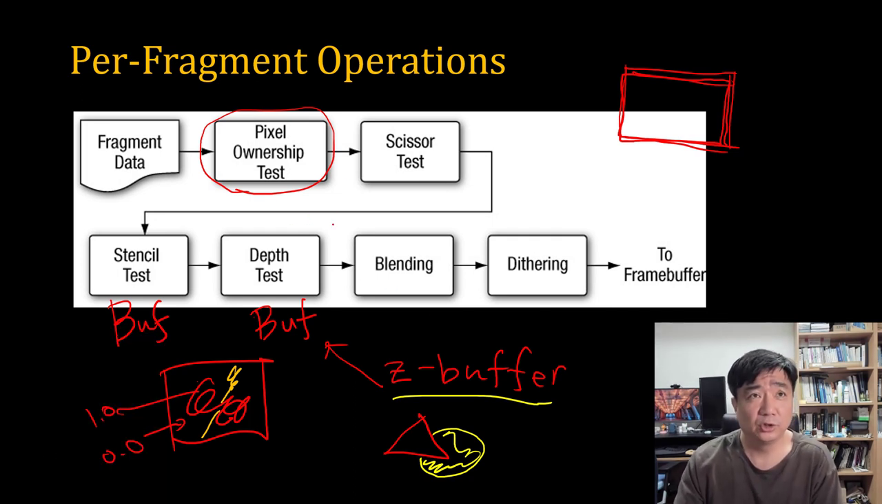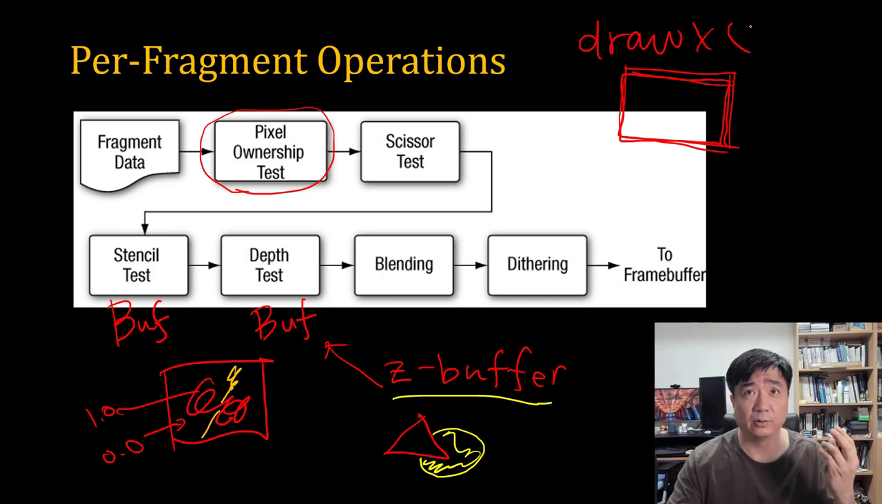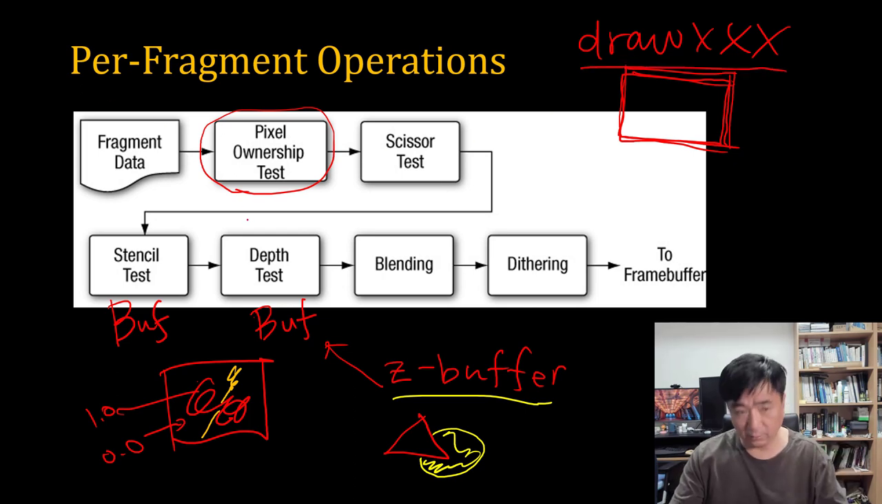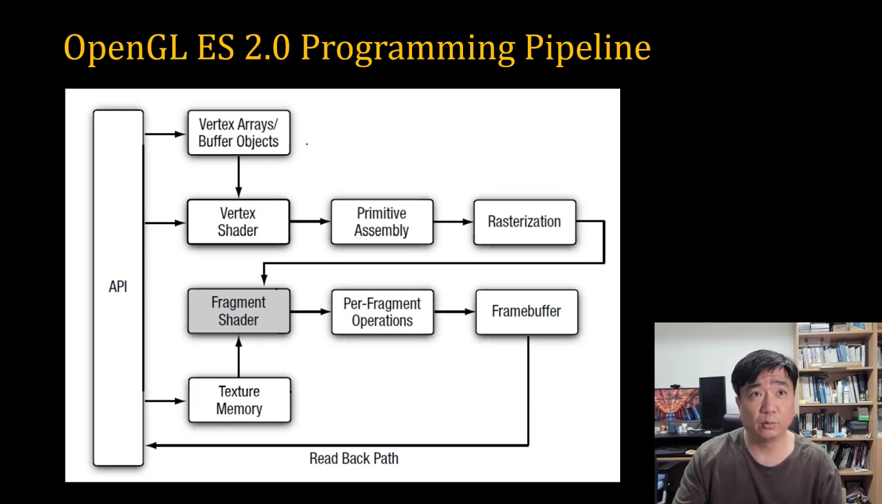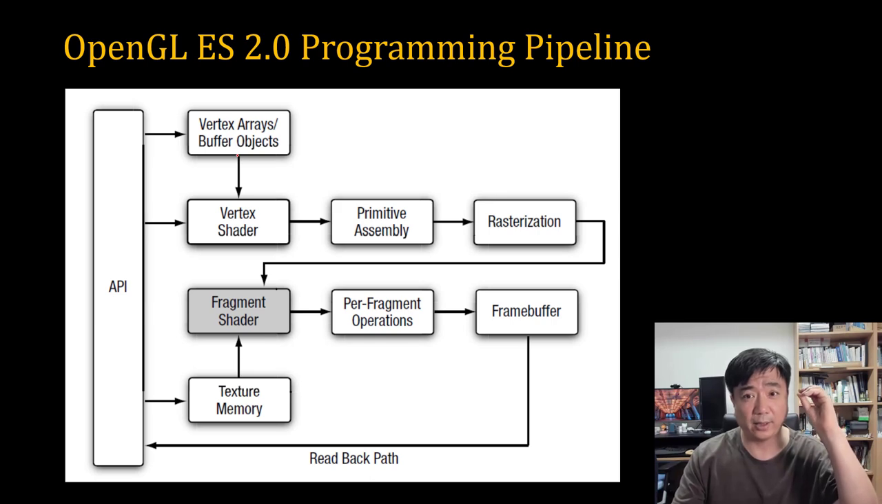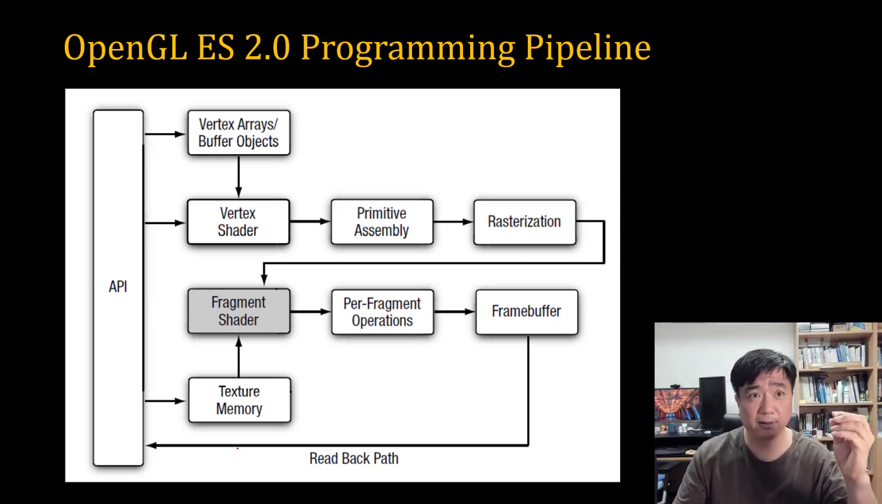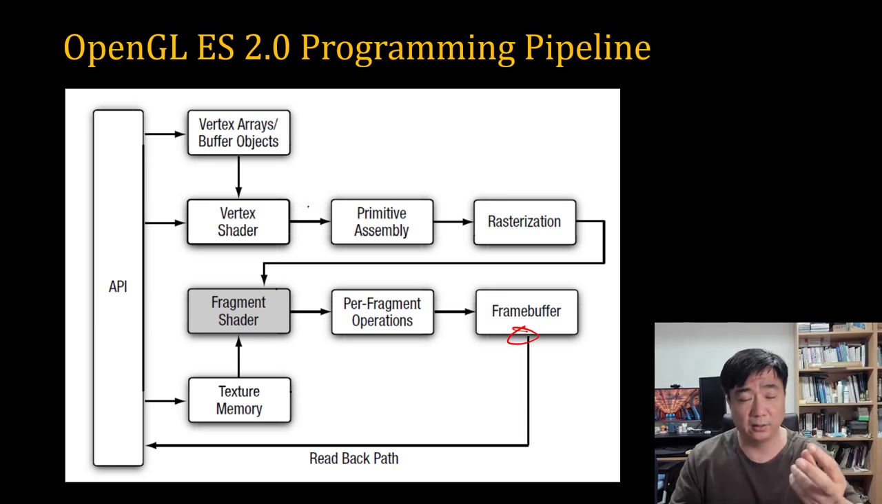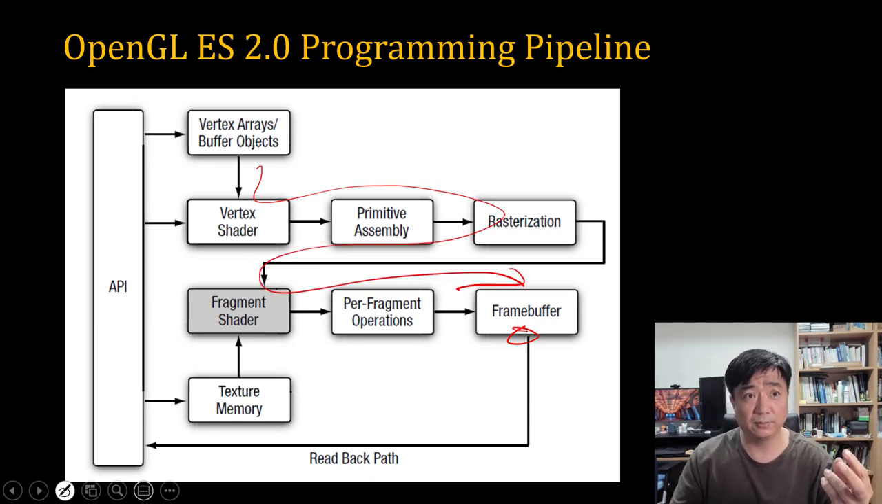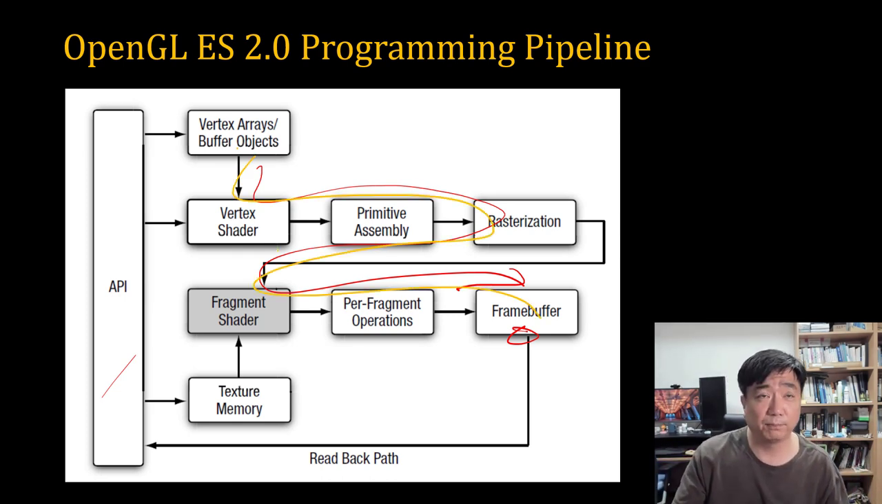Then the almost final stage is blending. When we call a draw command, such as drawElements or drawArrays, the pipeline will execute it and draw the result in the frame buffer. Then when we call the drawing API again, it will run again, and we will draw something else with other data from the buffer object. So the pipeline will be executed repeatedly.